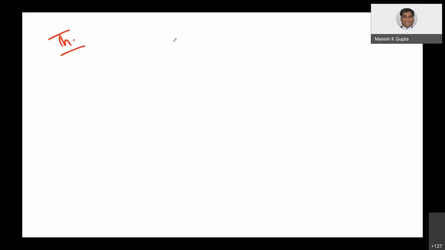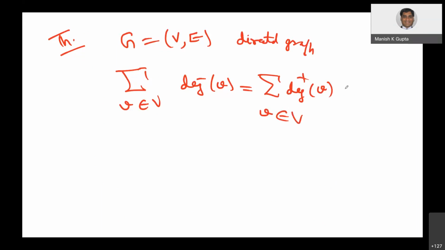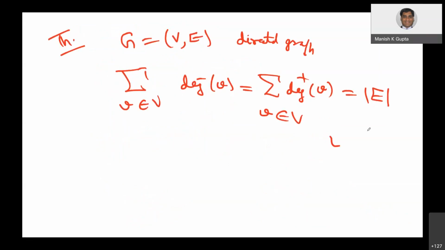The next theorem says that suppose G equals (V, E) is a directed graph. Then the summation over v in V of the in degree of v, the same as the summation of the out degree of v, is equal to the cardinality of E, which means the total number of edges. Since each edge has an initial vertex and an end vertex, because a directed graph means that, it is fairly straightforward to get this result, right?